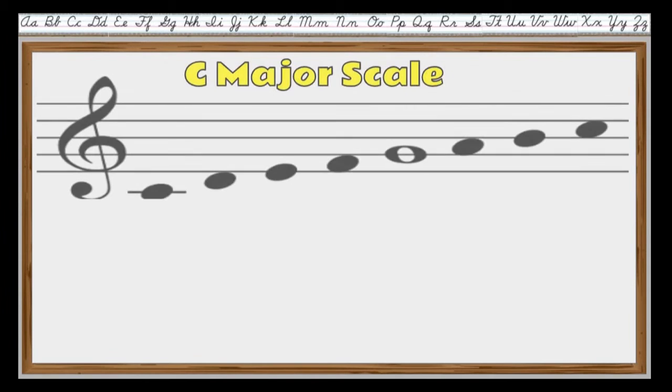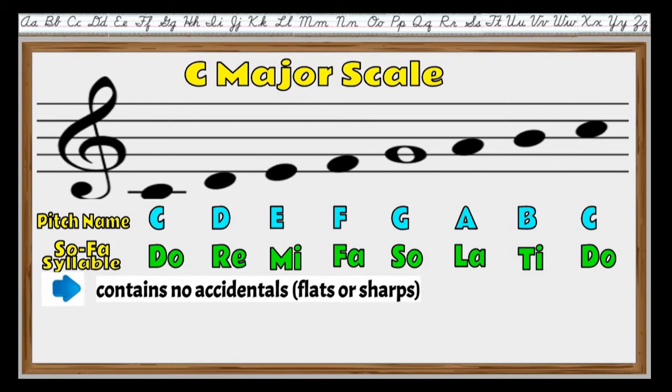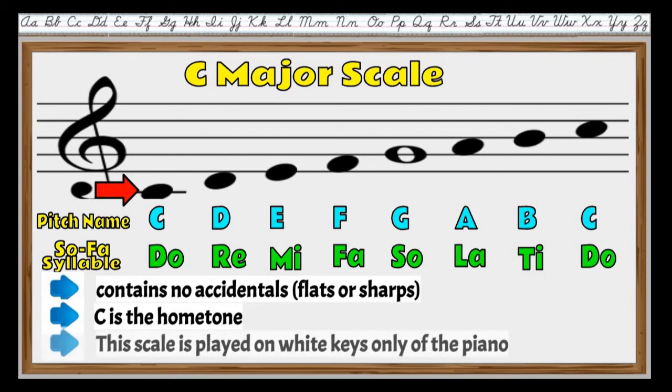First is the key of C major or C major scale. C major scale is the simplest as it contains no accidentals because it follows the major scale pattern. In this scale, C is the home tone. It is on the ledger line below the staff. Major scales are named for their first note, which is also their last note. The scale is played on white keys only of the piano.